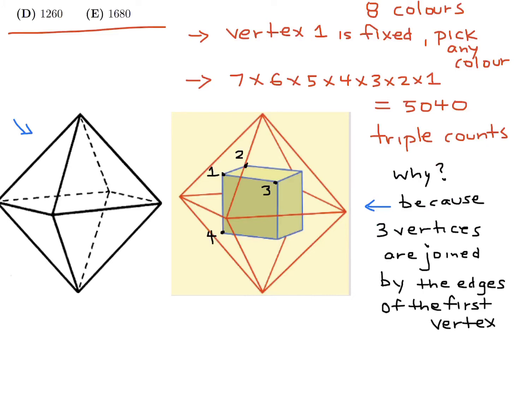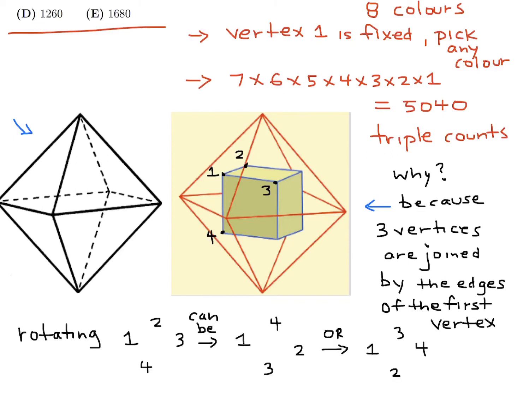So basically we've triple counted because the 3 vertices are joined by the edges of the first vertex, right? Right there, you joined all 3. And when you rotate them, you get 3 rotations for each of these situations. For example, if you rotate the first one, which is 1, 2, 3, 4, just like that, it can become 1, 4, 2, 3, or 1, 3, 4, 2, like that. So each of these basically has 3 orientations that make it exactly the same.